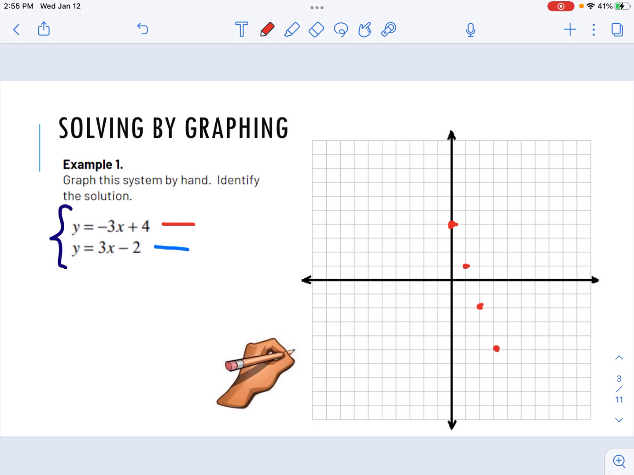As I do this on my paper, you can do it on yours. And I typically always overplot lines, especially when I'm doing it on the computer, because it just makes it a little bit more accurate. All right, so I've created this line.